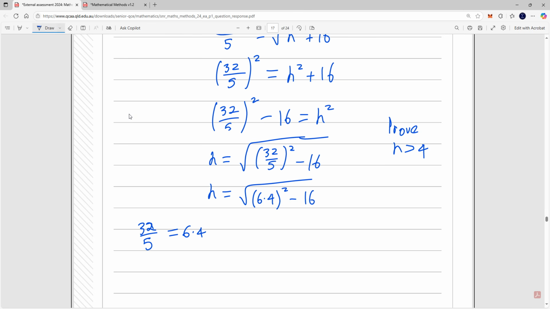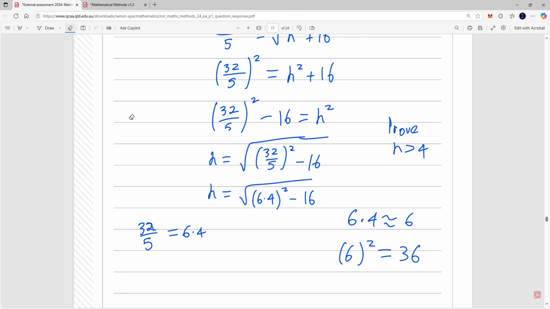Now what I'm going to do is a bit of a little trick here, okay? I'm going to say 6.4 is approximately 6, because I'm not going to work out what 6.4 squared is, okay? That'll be a bit ridiculous here, because remember, you are under time pressure here, okay? So 6.4 is approximately 6, give or take, etc. You might hate my math, you might like it, okay? 6 squared is 36.